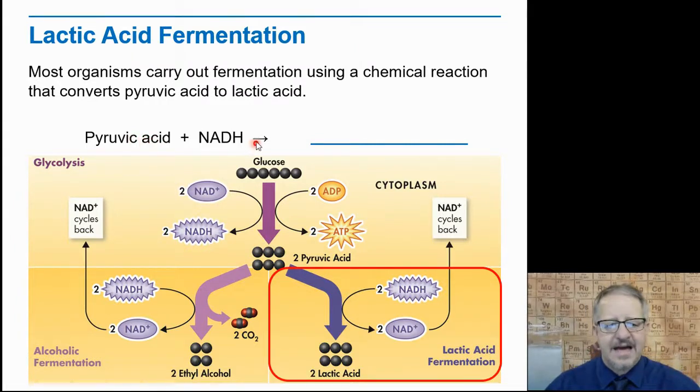We take pyruvic acids and NADHs. They react with one another, just like in alcoholic fermentation, but the products are going to be different. So the products in this case are going to be lactic acid and NAD+. Okay, so we get NAD+ from the alcoholic fermentation too, but we get the lactic acid instead of the ethyl alcohols.